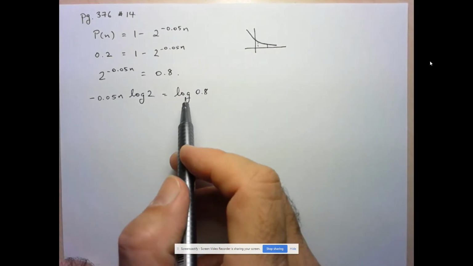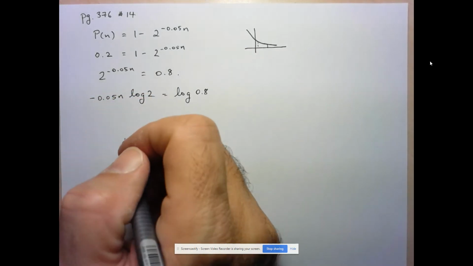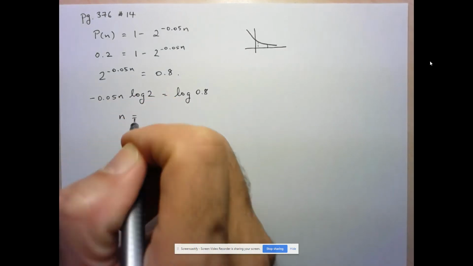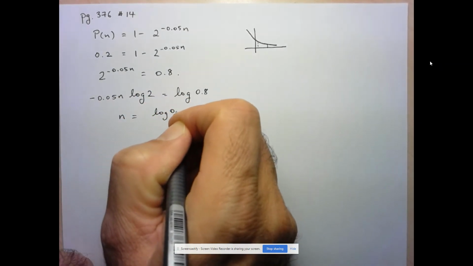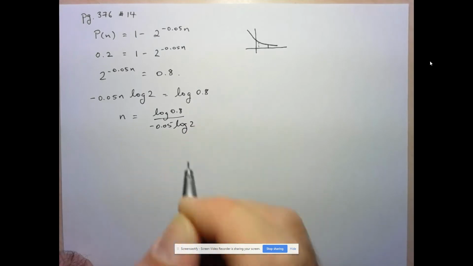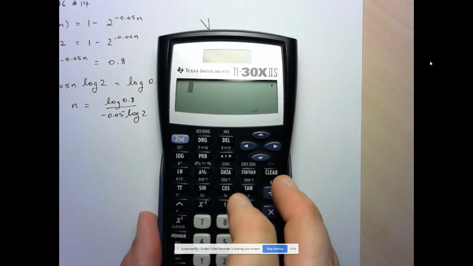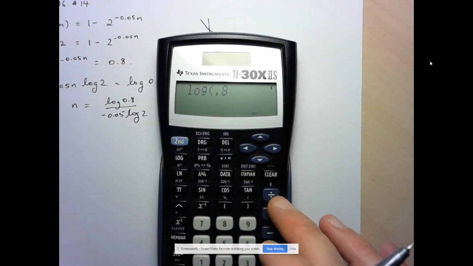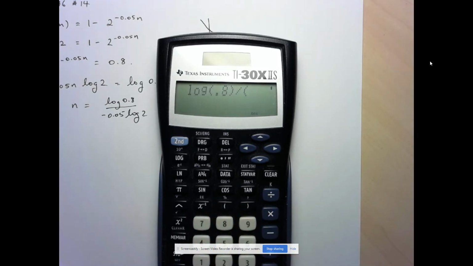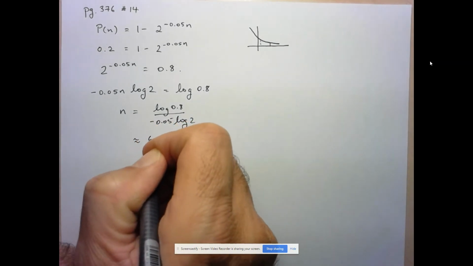Now I notice here log of 0.8 is going to be a negative number, and then I'm dividing by a negative number, so it makes sense that my final result will end up being positive. So n, now I can just solve for that. It's log of 0.8 over negative 0.05 log 2. Let's calculate this. We have log of 0.8 divided by, make sure you put that denominator in brackets, negative 0.05 times log 2. And it looks like we get 6.4. So n is approximately equal to 6.4.